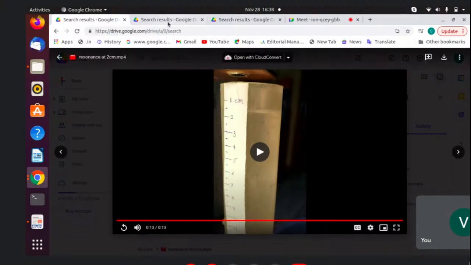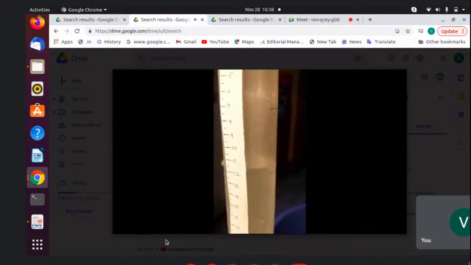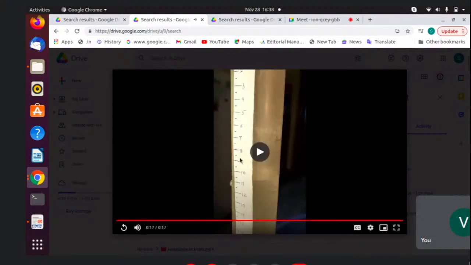Now let me show you another resonance that is around 10. So let me run this. So it looks like it is around 11 centimeter. This is clear. The resonance is occurring. It is coming to a maximum and then it's going down. So it is very clearly recognizable.